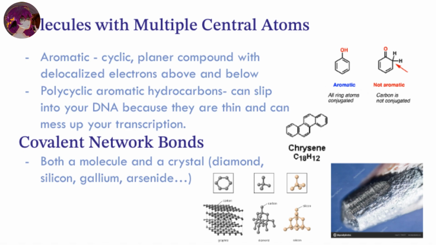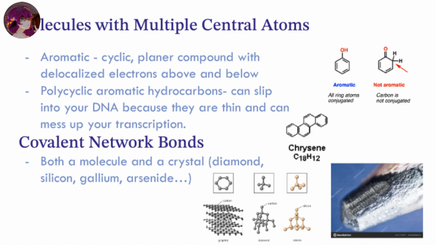And then the covalent network bonds are both a molecule and a crystal at the same time. Examples of this are diamond, silicon, and gallium arsenide. At the bottom here we have examples of diamond, I think graphite, and silicon. The first pair are made of the same element, but they just have different structures.